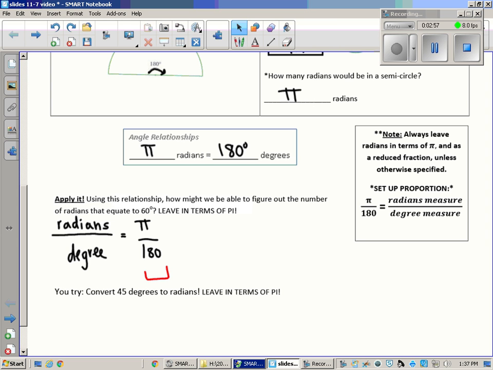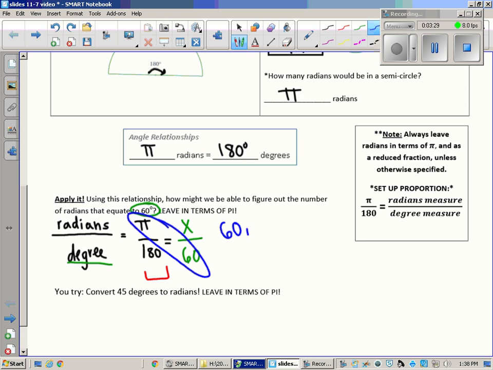Then what we do is we set that equal to what we're given. In this problem that we're doing, we're trying to figure out what radian measure equates to 60 degrees. So since I'm given a degree and I want a radian, I'll put the degree in the denominator because that's where degrees go, and I'll put x in the numerator because I want to know what radian is equivalent to that. Now what we do, since we're pretty familiar with our proportions, is we take the cross product and cross multiply. We get 60 pi equals 180x.